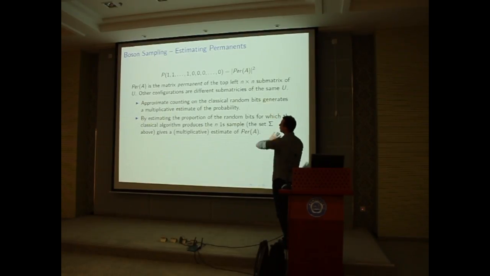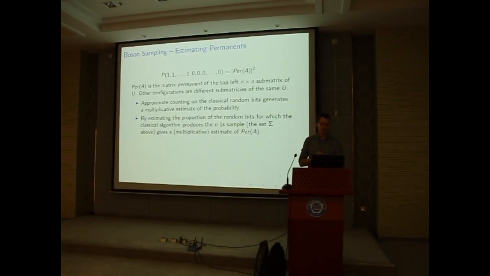So like this one in this slide where all the ones are in the first n modes. If you can estimate the proportion of the randomness that goes into this algorithm that gives you that sample that you're interested in, which has a probability proportional to the permanent, then you can make some estimate of this probability, which is this matrix permanent. So like the set that I talked about above, the sigma set, which is the set of things that satisfy this function, it's the types of random bits that go into the classical algorithm that give me the sample that I'm after. And so that gives me this multiplicative error estimate of the permanent.